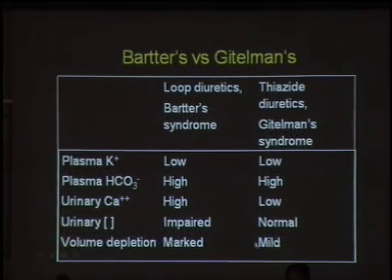They both cause volume depletion. Loop diuretics, because of their strong action, cause more volume depletion. Both of them increase aldosterone release and then cause hypokalemic metabolic alkalosis.